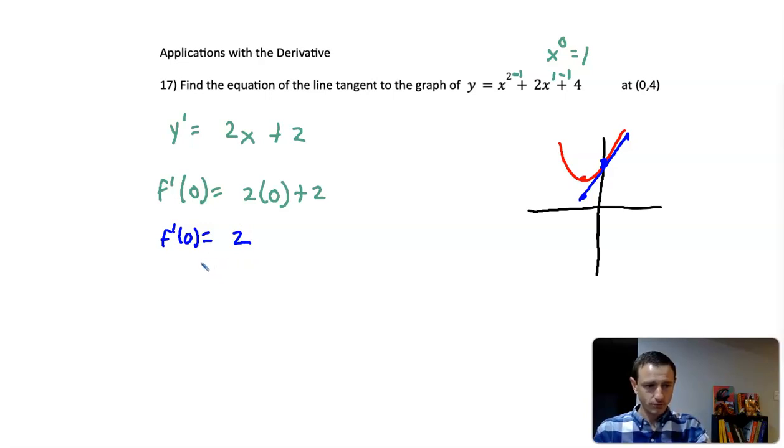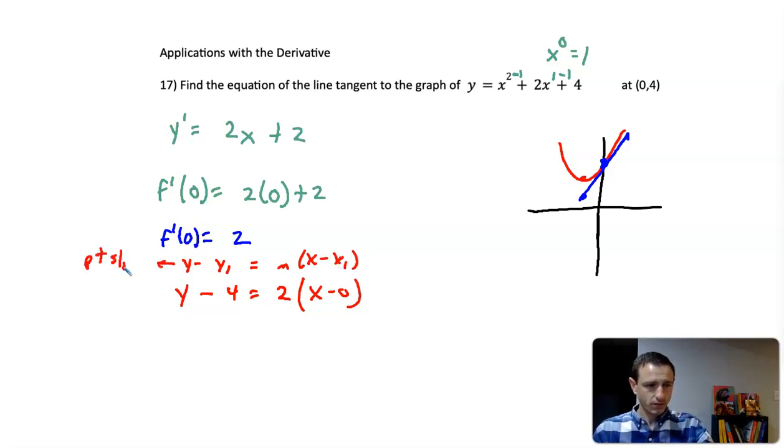So I have a slope, I have an x value, I have a y value, so now we're going to use point-slope. So y minus the y value of 4 equals the slope. So y minus y1 equals the slope, which is 2, times x minus the x1. So it's using point-slope here in order to come up with the equation of the line tangent to the graph.